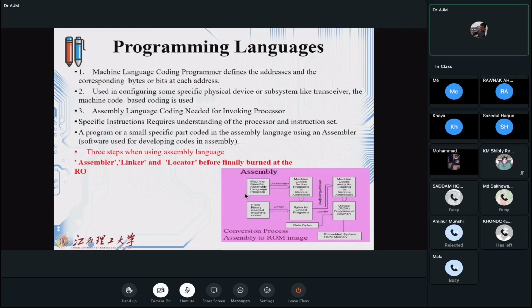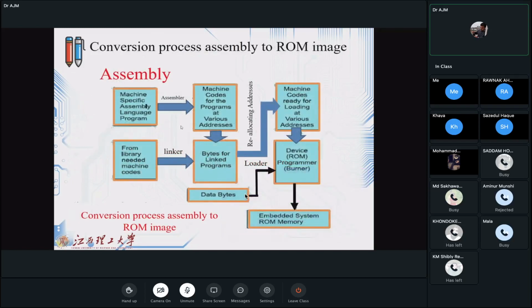For embedded systems, we learn so many things: OS, memory, input, output, display, and so on. But one thing that we know is programming language. This is the part where, at the final stage, we should do some programming, but different languages can be used. Generally, the language understandable for most embedded systems is assembly, which I think you had a course on. The assembly job is that the machine-specific assembly language program uses the assembler and is changed to machine code, in terms of bytes for the linked program.